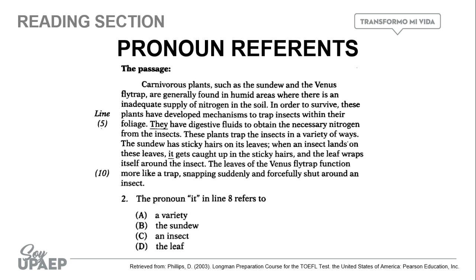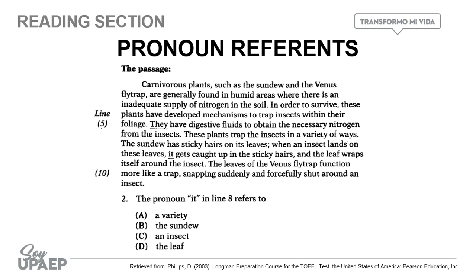Here we have a question and it says the pronoun it in line 8 refers to. If you notice on your screen, next to the text you have the number 10. So it is easier for you to identify line 8, for example, in this case. In line 8, you have the pronoun it.